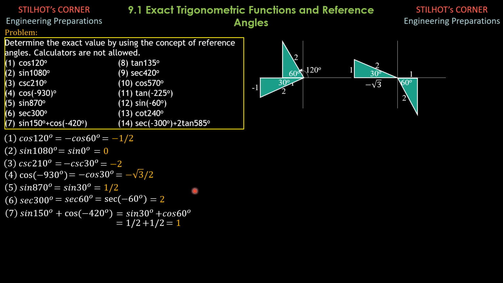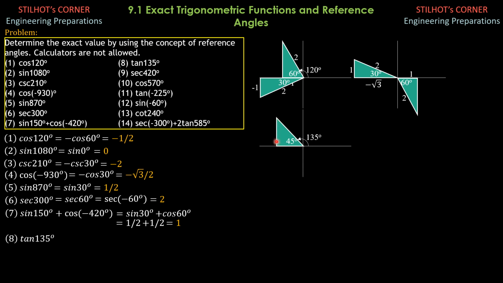So next, number 8, tangent of 135 degrees. 135 is in counterclockwise direction, so the reference angle is 45 degrees. Let's have another figure. So this is the reference angle 45 because that's 135 degrees. So parts of 45 degrees, opposite is 1, adjacent is 1, the hypotenuse is square root of 2. The adjacent side is negative 1 because it lies in the second quadrant.